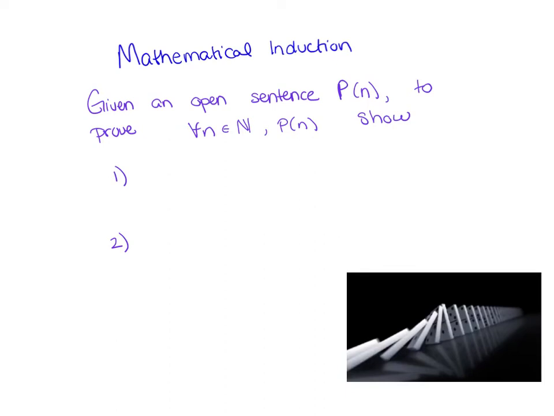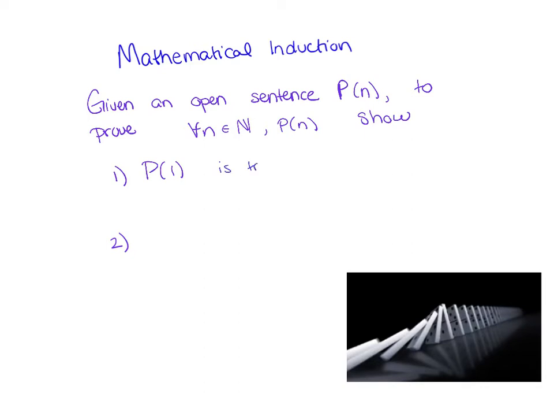So let's go through and just write down this idea of induction. Given an open sentence, P sub n, so that's some statement that has some variable that could be a natural number. To show that for all natural numbers n, P sub n is true, we want to show that P sub 1 is true.